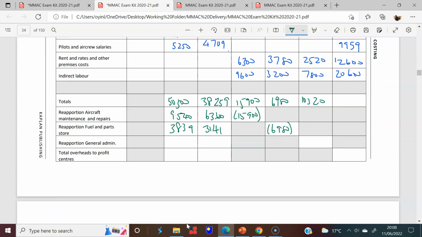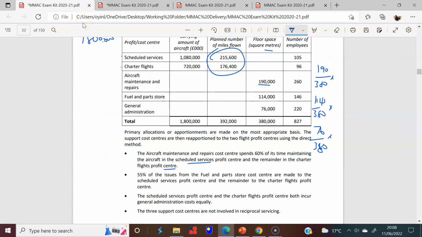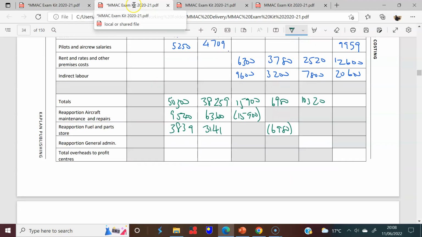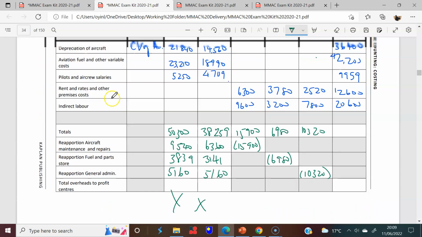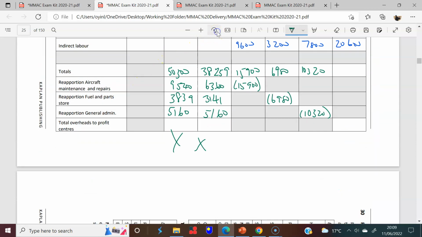And then finally we had the 10,320. It says this is done equally. General admin costs equally. So I'm splitting the 10,320 equally divided by 2. 5,160. 10,320. Split it equally. 5,160, 5,160. And then we just add everything down together and we're there. Right? And we're there. So that's what's happening with that question. And that's question 29.